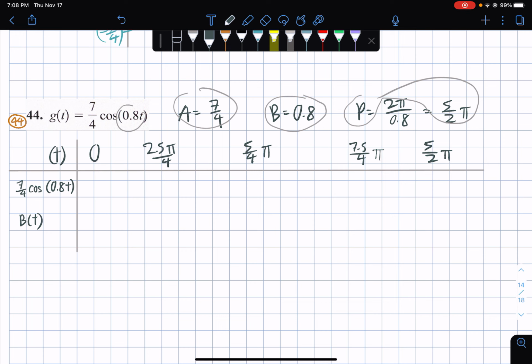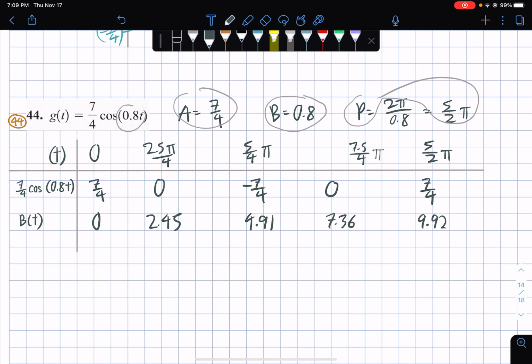So right now, multiply those t variables with 7 over 4 cosine times 0.8. We get the following: 7 over 4, 0, negative 7 over 4, 0, positive 7 over 4. For bt, it's t divided by b. 0 divided by 0.8 is 0. 2.5 pi over 4 divided by 0.8 is 2.45. Next is 4.91. Next is 7.36. And next is 9.82.